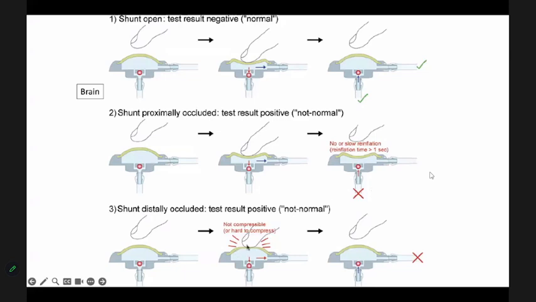The opposite is seen when there's an outflow obstruction. Here, the CSF does not flow outside, so when I compress, it doesn't get compressed because the outflow is obstructed. This is something you have to be familiar with, because when you're asked to find out whether the valve is working, you need to be able to say this. This is a very important clinical pearl.